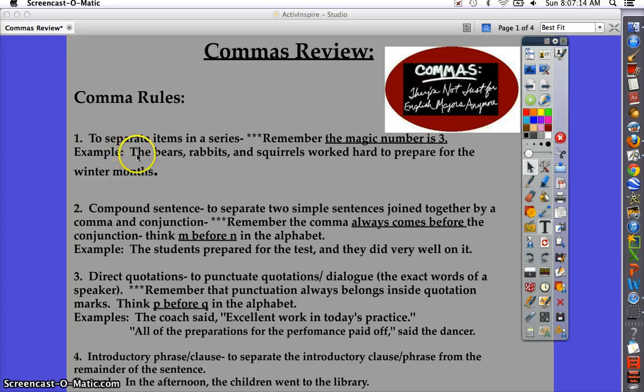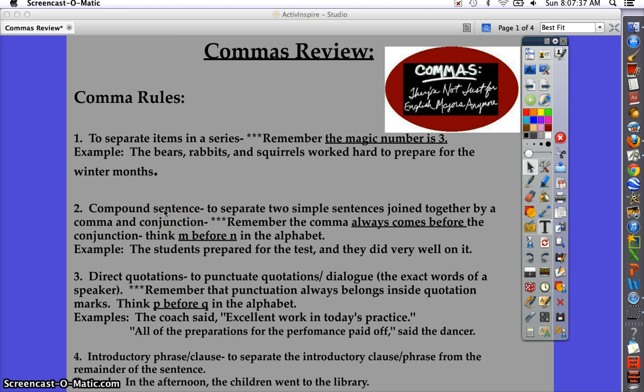An example would include: The bears, rabbits, and squirrels worked hard to prepare for the winter months. And this year, we want to still include that comma before the conjunction "and," since we're really learning that rule in 5th grade still. As you go into the upper grades, that'll be maybe an optional comma, but for this year, we want to include that comma still before "and."